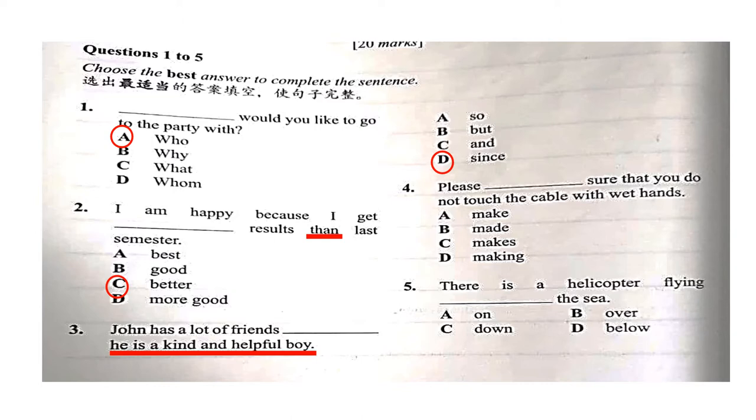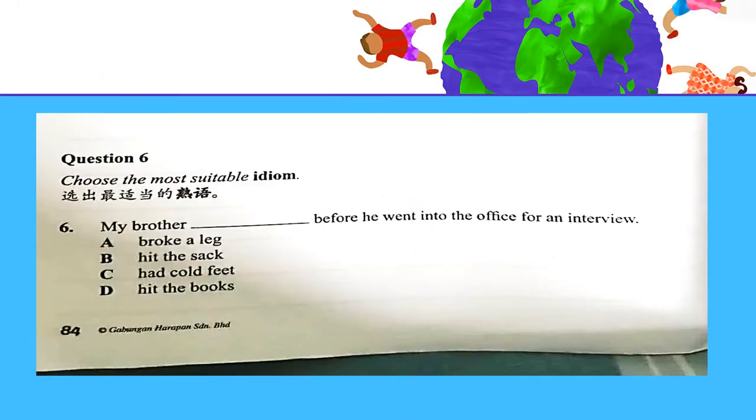Okay, for number four, please. Look at the word please. When you see the word please, or do, or don't, or take, the answer is the original verb. So the answer is A. Okay, for number five, there's a helicopter flying the sea. What is a helicopter? A helicopter is the one with the big fan on the top, right? And then sea. When it is flying, you are flying.